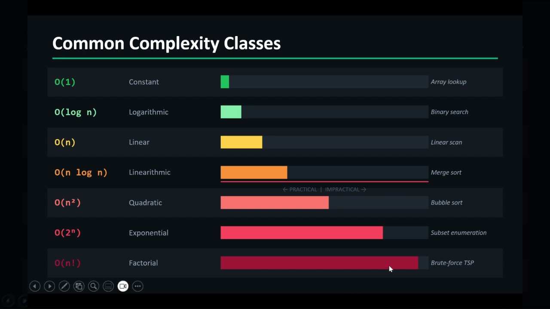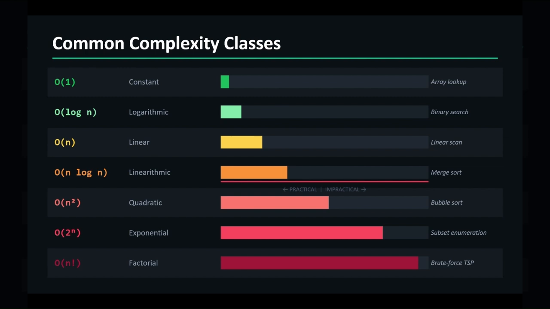O of 2 to the n, exponential. This is where things start to fall apart. Adding a single item to the input can double runtime. O of n factorial. The most catastrophic growth. At n equals 20, we're looking at 2.4 quintillion operations. No computer on earth will ever finish this on large inputs. Notice that dividing line on the screen. Everything above is polynomial, everything below is exponential. That boundary is the heart of P versus NP.